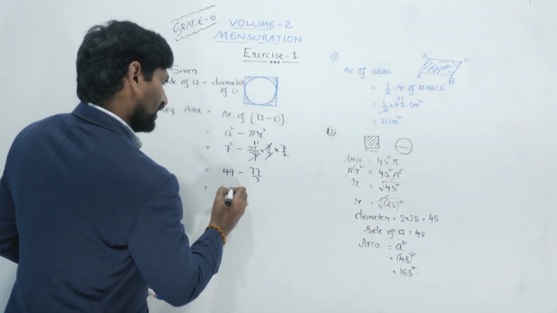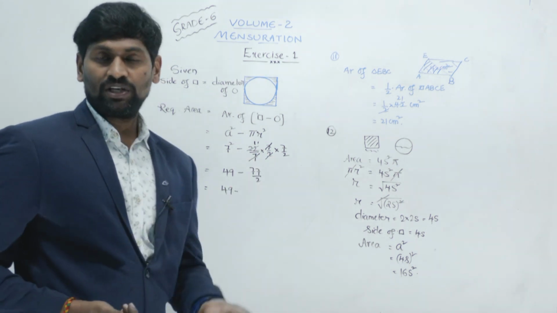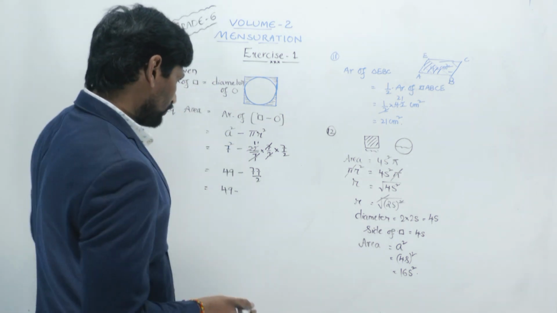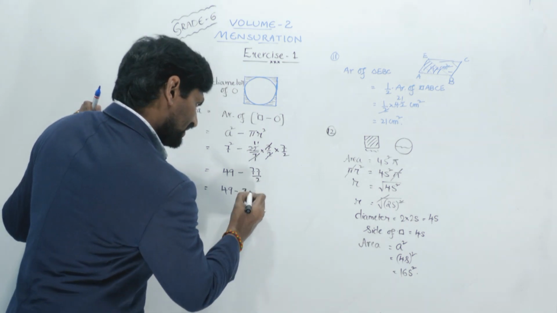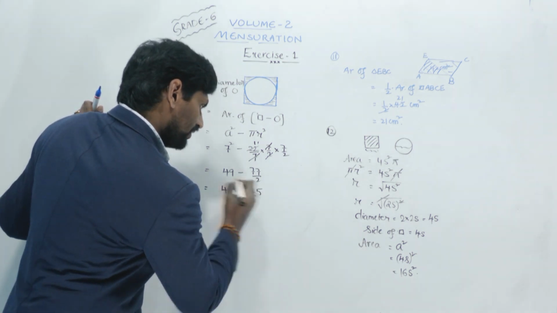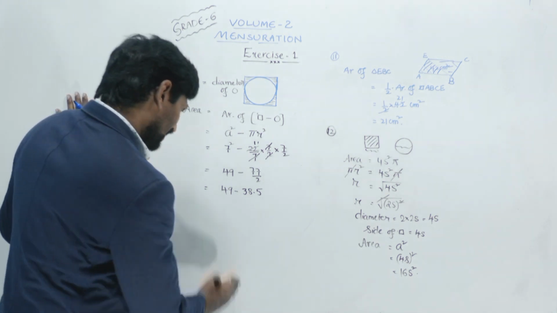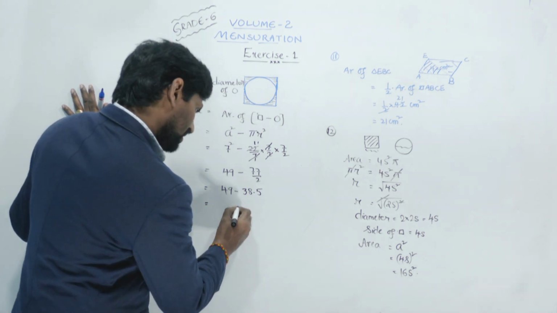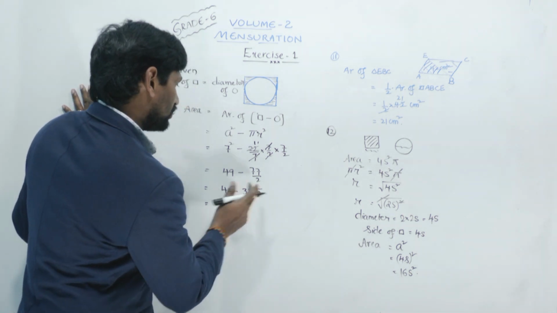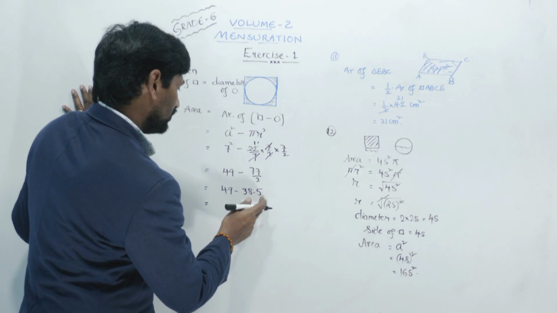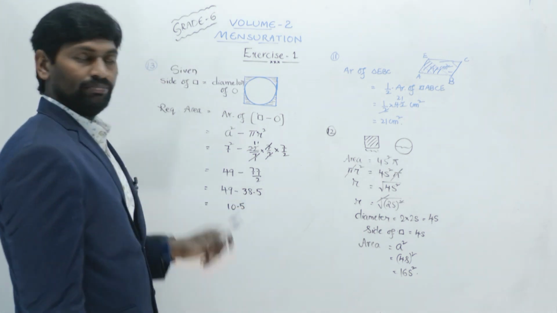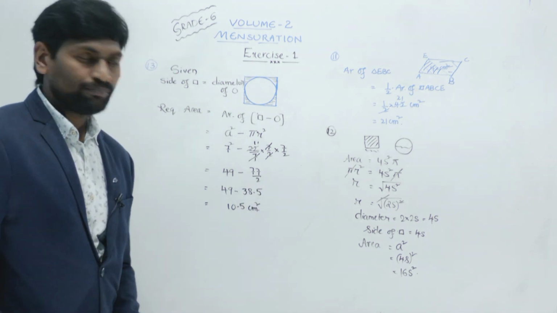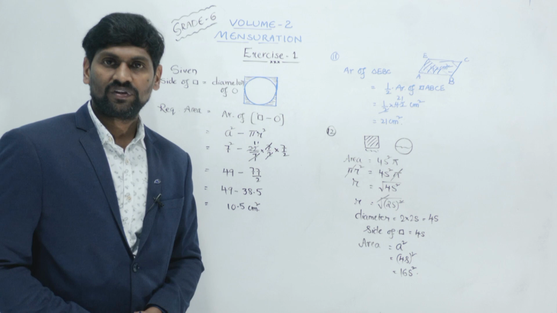So 49 minus 77 by 2. Convert into decimal form by dividing 77 by 2. 2 3s are 6, 2 8s are 16.5. So 38.5 is our required value. Now 49 minus 38.5 gives 10.5. So 10.5 will be the area of the shaded part, 10.5 centimeter square.